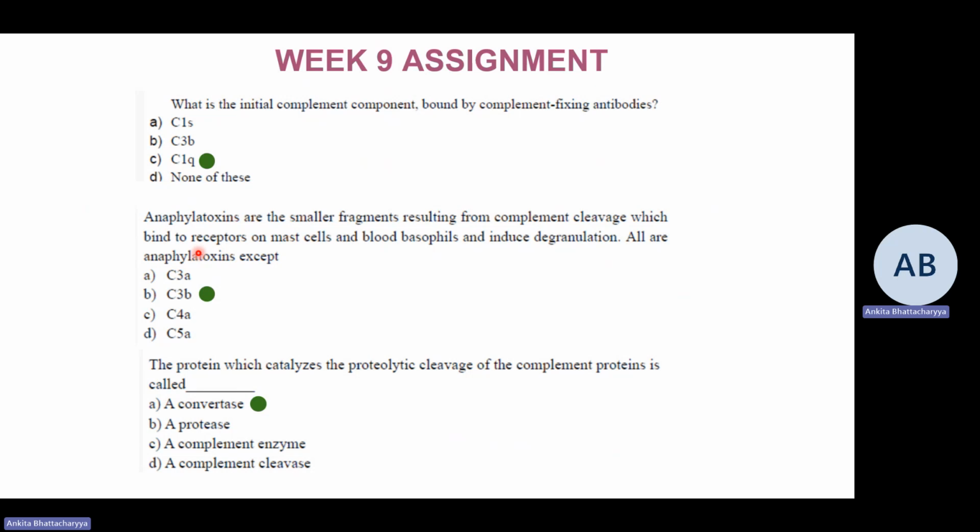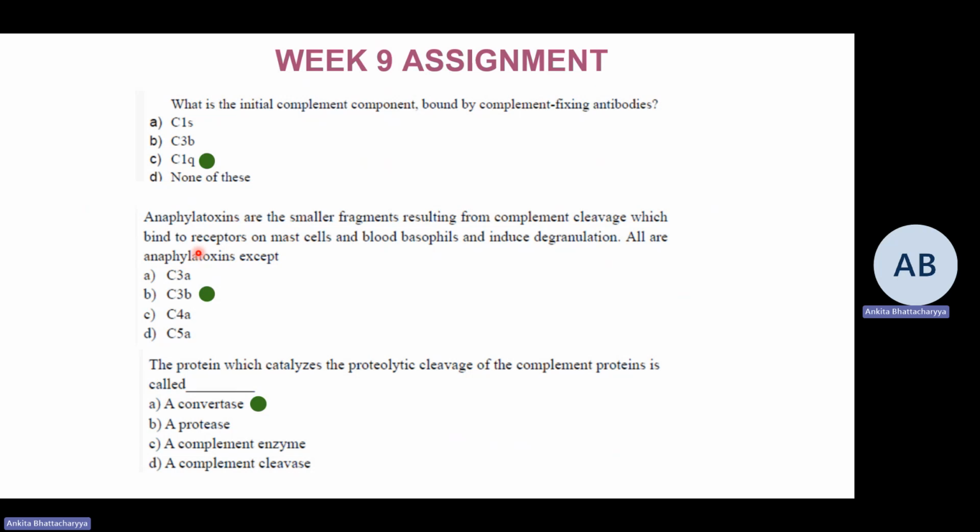Now, the fourth option is obviously not correct. There's nothing called a cleavage. The complement enzyme, yes, if you think about it, this protein which is able to catalyze a certain reaction is definitely an enzyme. And since it's part of the complement system, you could consider it to be a complement enzyme as well. And also because it is carrying out proteolytic cleavage, it is technically also a protease. So options B and C might also seem correct to you.